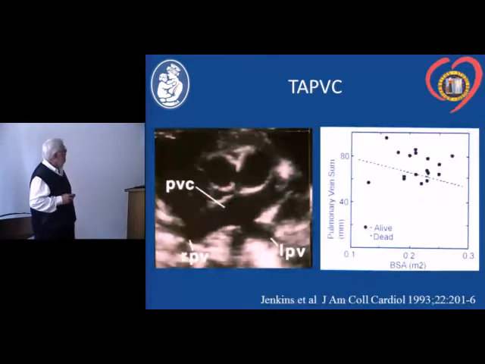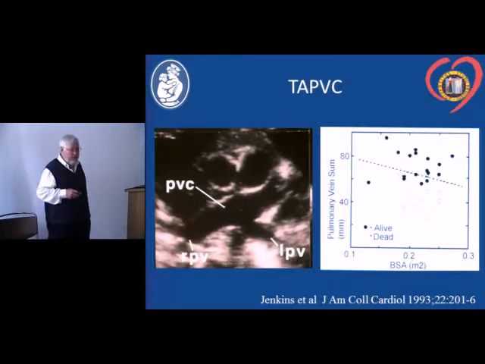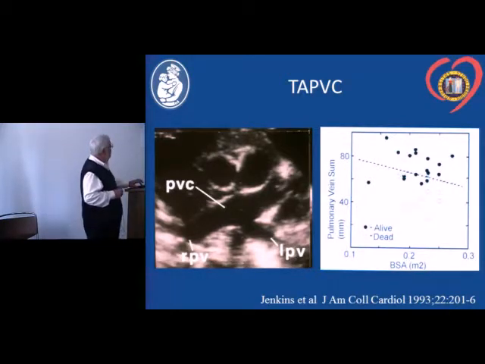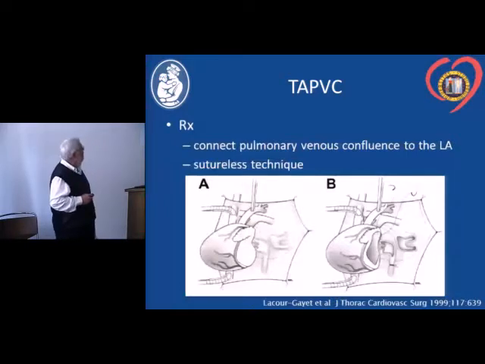This is work that Kathy Jenkins did with us at Children's some years ago, looking at the relationship between pulmonary vein size and body surface area here, and predicting patients. Those with larger pulmonary veins here, in dark, survived. The ones with smaller pulmonary veins over here tended to develop pulmonary vein stenosis and die. So pulmonary vein size seems to be important.